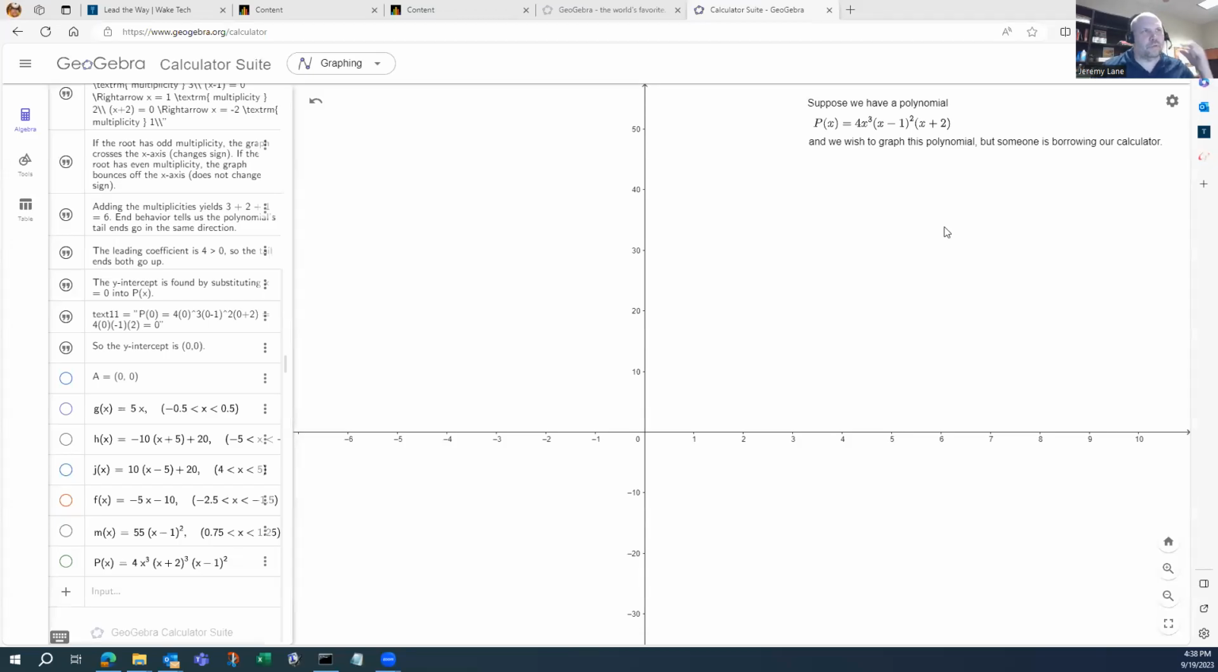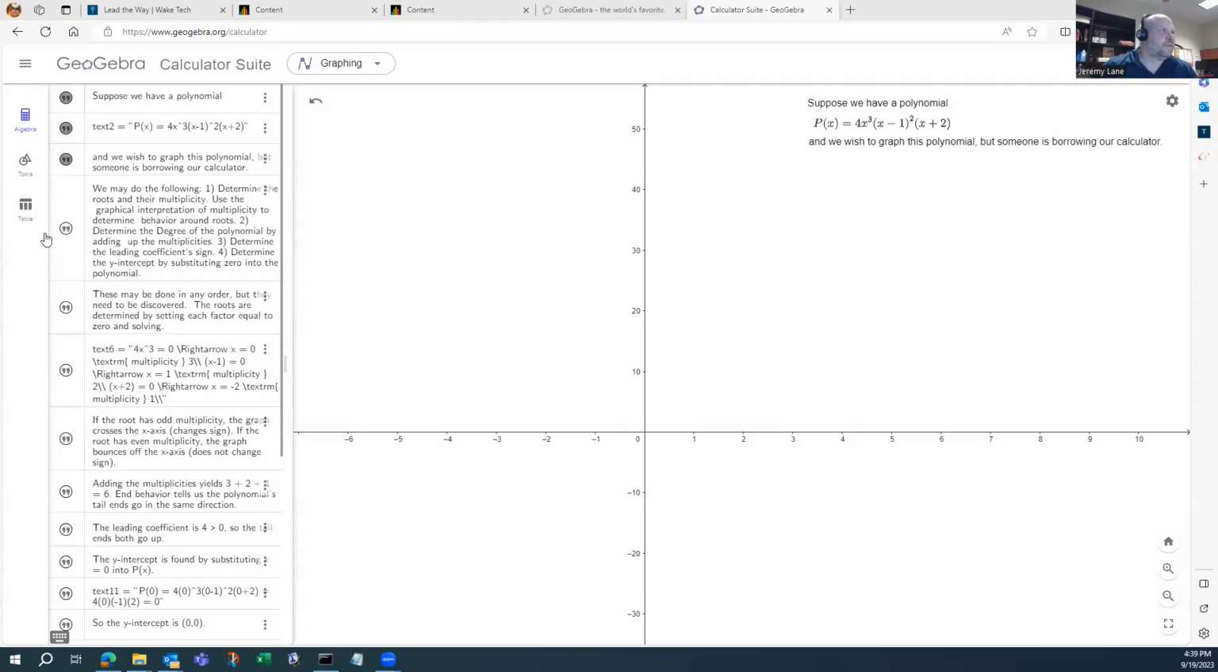Hello and welcome to a brief demonstration on how to sketch the graph of a polynomial using end behavior, roots, and intercepts. So suppose we have the following polynomial: 4x cubed times the factor (x minus 1) squared times the factor (x plus 2). And we wish to graph this polynomial, but someone is borrowing our calculator.